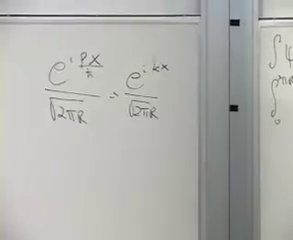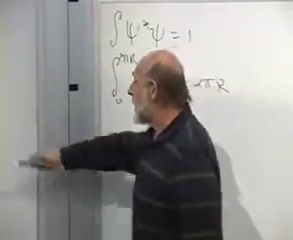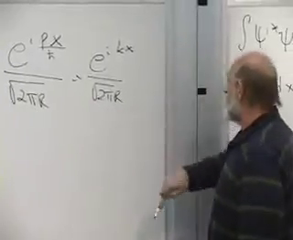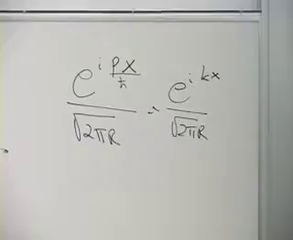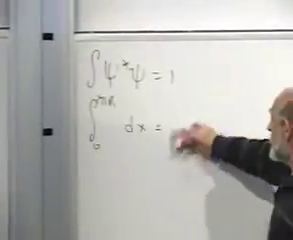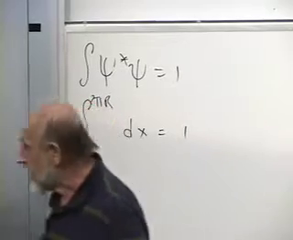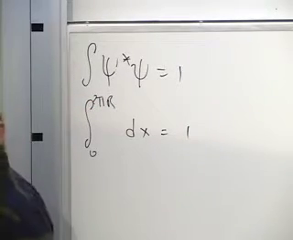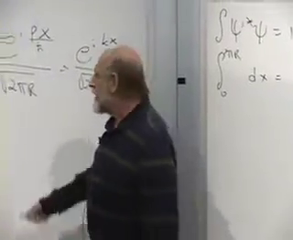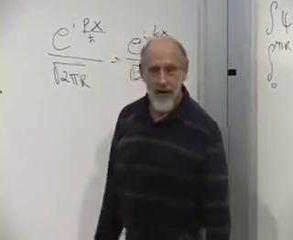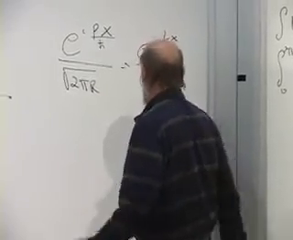Everybody understand why I put the square root there? I put it there because when we multiply psi star psi, the square root from here will be squared, and the integral will be 1. I only mention this because you're going to see 2 pi's all over the place. This is where they come from. They're not very interesting, but that is where they come from.